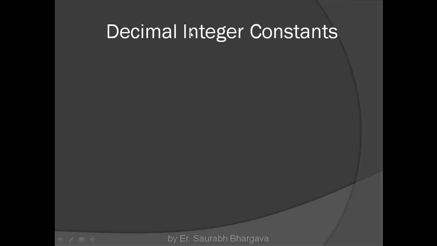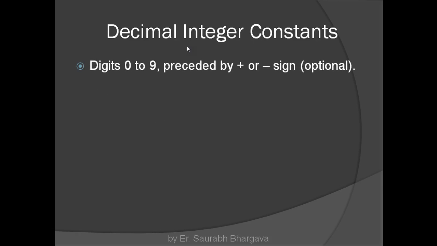First we see the decimal integer constant. Decimal integer constants are the combination of digits 0 to 9 preceded by plus or minus sign, which are optional. By default, these are positive values. Some examples are 0, 100, some negative value, some positive value. So all the three combinations are available here. These are valid examples.